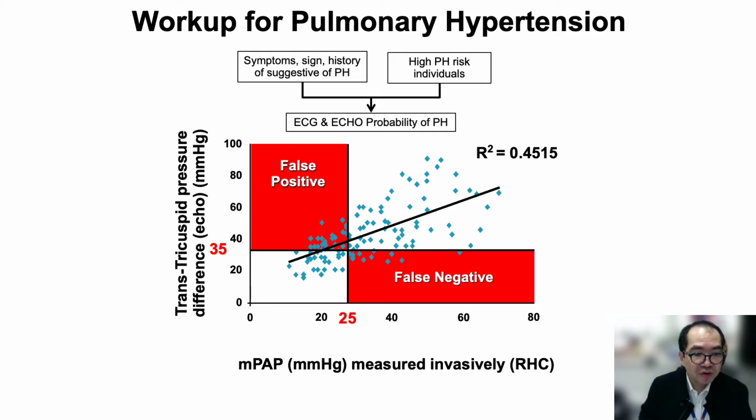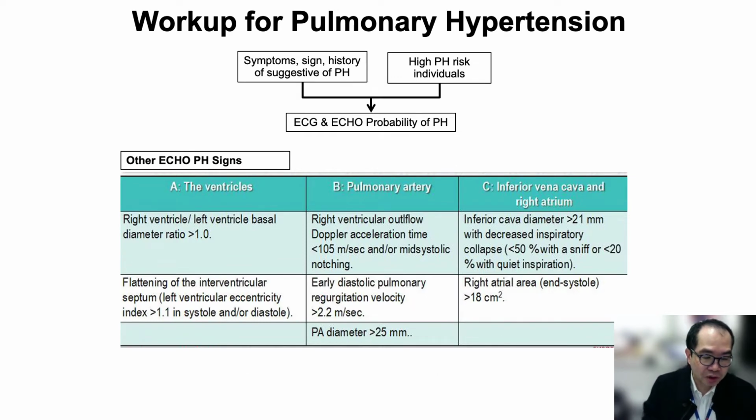However, by using this method, we do have patients with pulmonary hypertension that we fail to detect because of false negativity. At the same time, some of the patients who do not have pulmonary hypertension may be labeled as pulmonary hypertension because of the false positivity of the test. As such, we know that in fact not only the pressure, but other echocardiographic parameters, for example the right ventricular size and the pulmonary artery size, and also the inferior vena cava and right atrial size, and other parameters may help us to have a better determinant of pulmonary hypertension likelihood.